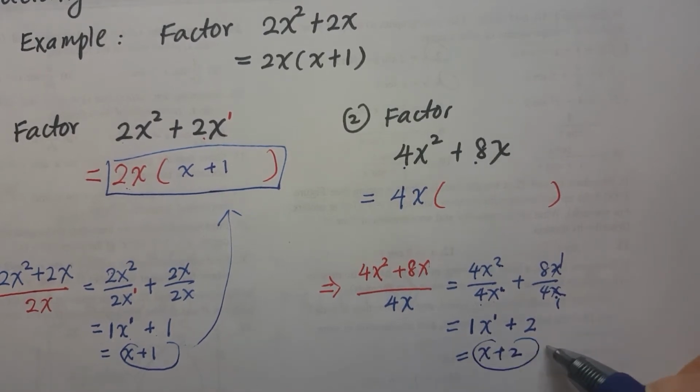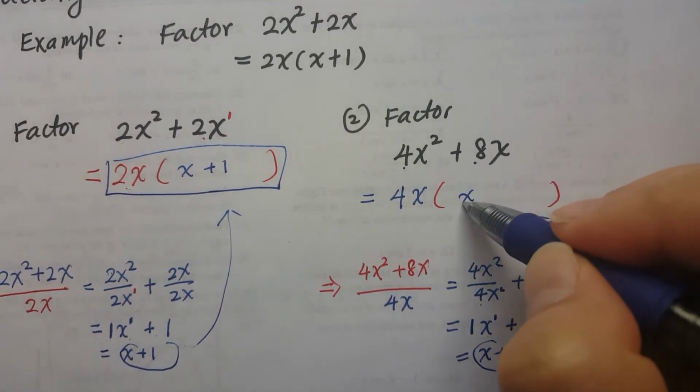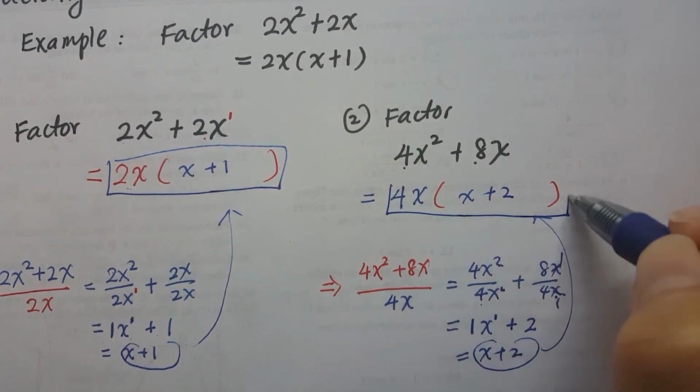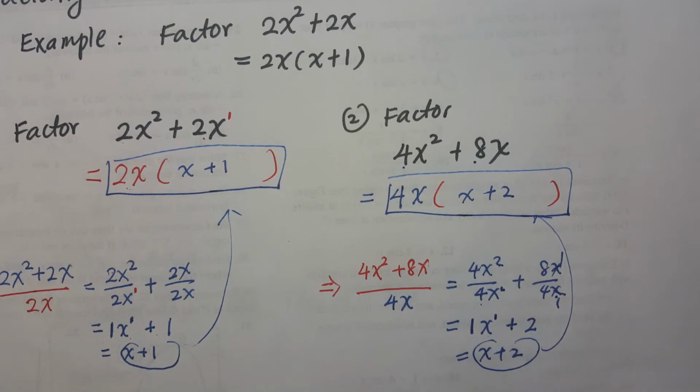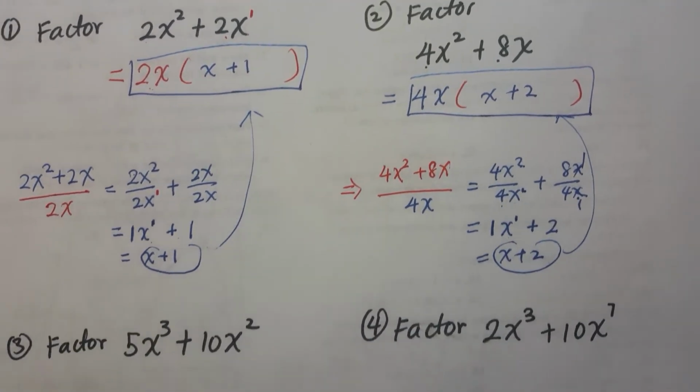Now I'm going to put this back into the parentheses. x plus 2. So this is our final answer. The final answer is 4x times parentheses x plus 2. Now let's take a look at question number 3.